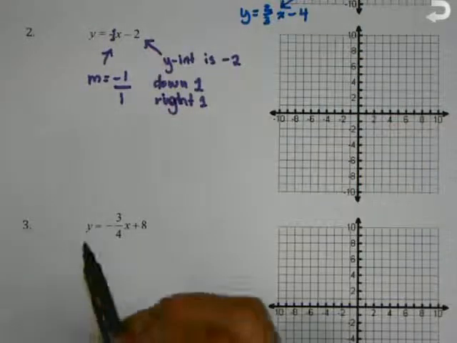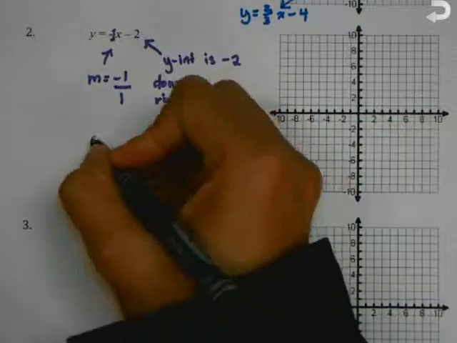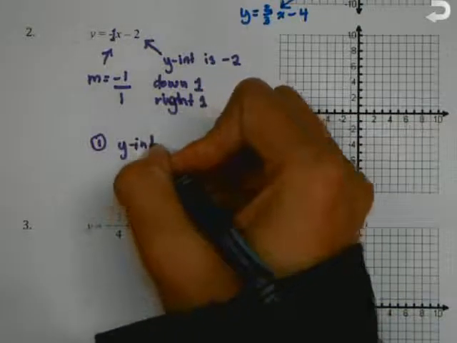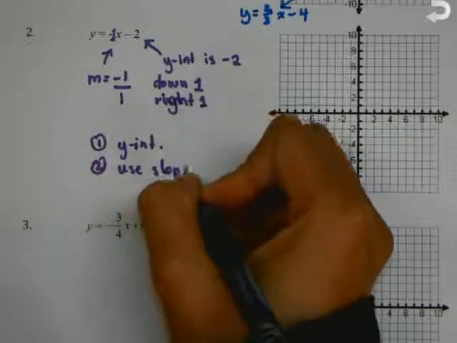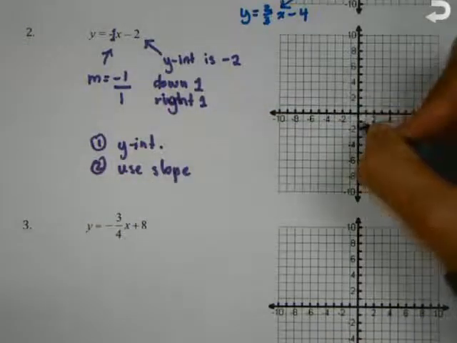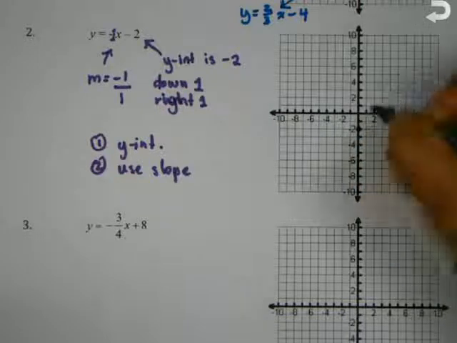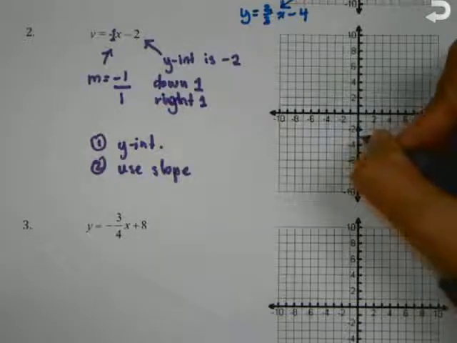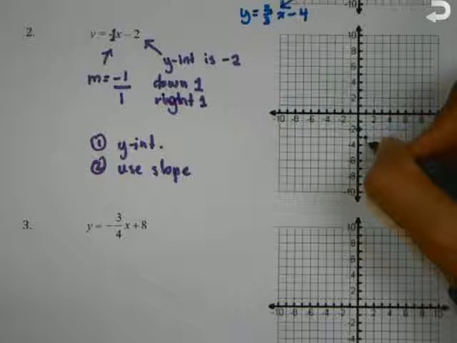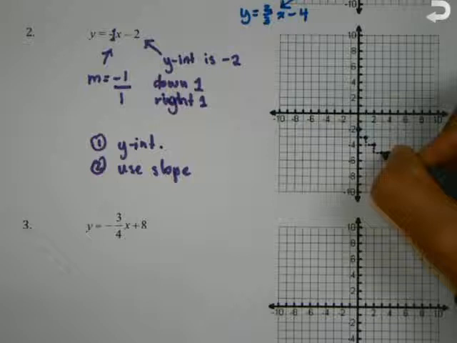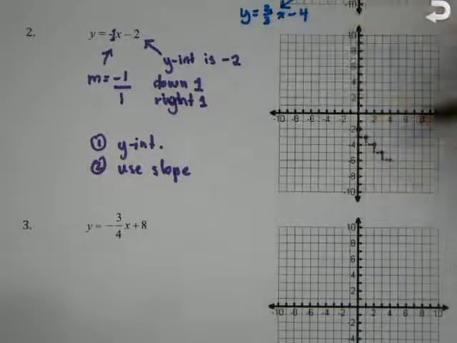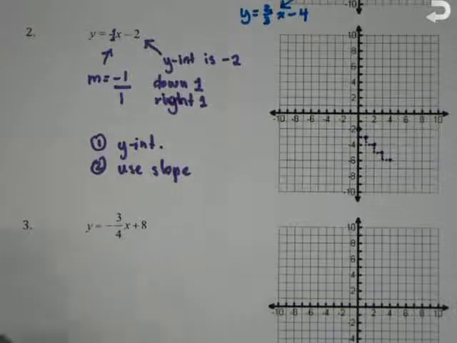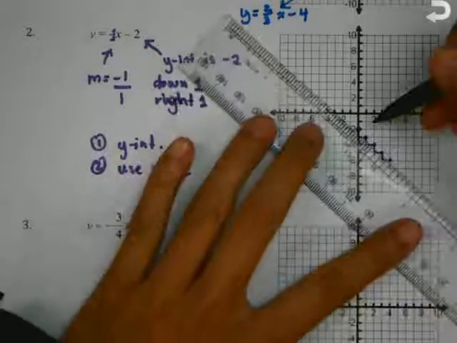Okay, so once again, we plot our y-intercept first, then use our slope. Our y-intercept in this case, -2, right here. Our slope, down 1 over 1. So down 1, to the right 1. Down 1, over to the right 1, plot our point. After a couple is enough, you can see that it's lining up in a straight line. Using our ruler, connect the points.